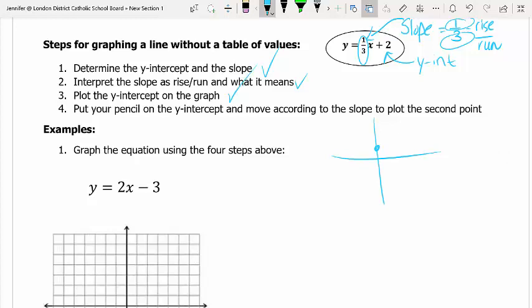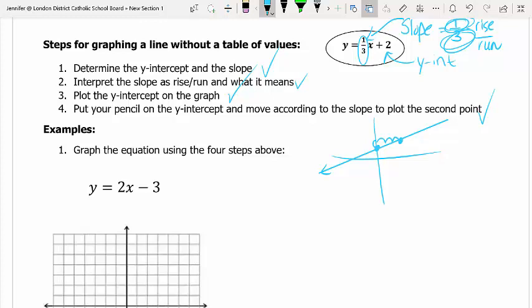And then you put your pencil on the y-intercept and move according to the slope. So I'm putting my pencil on the y-intercept, and then I'm going to move up 1 because the rise is 1, and to the right 3 because the run is 3. Run is always to the right. There's my second point. Connect the dots and voila, you have graphed your line.